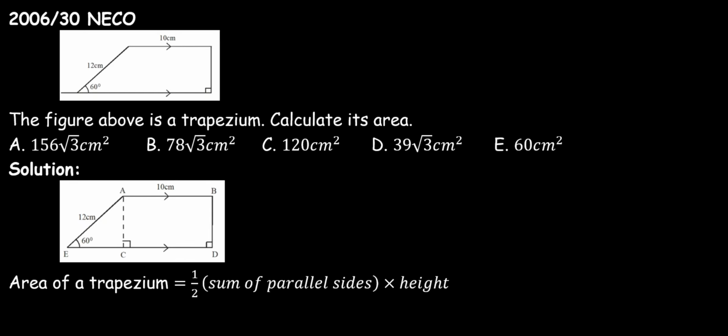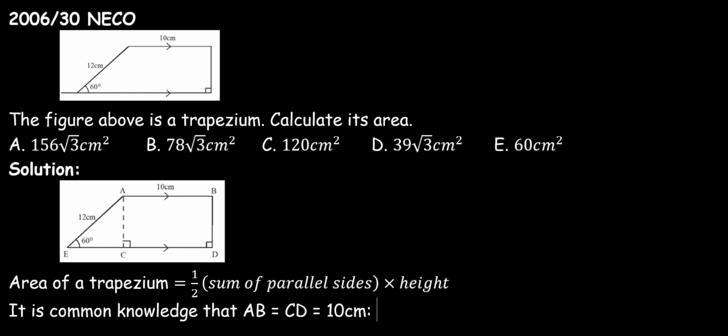In this case, the problem we have at hand, from the problem diagram, we were only given one side of the trapezium, and we're not given the height, we're not given the other side. Hence, the relabeling of the diagram, so that we can get the height and get the other parallel length. It is common knowledge that AB is equals to CD, which is equals to 10 cm. Reason: length of rectangle ABCD.